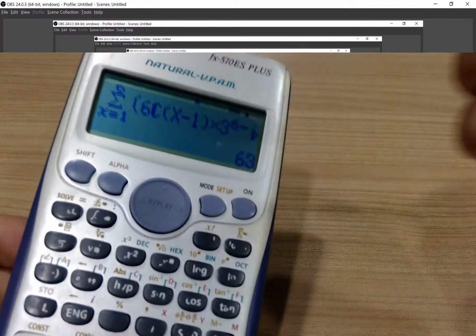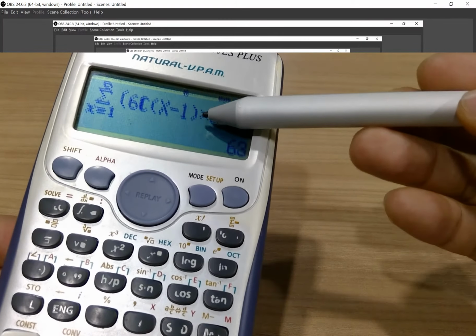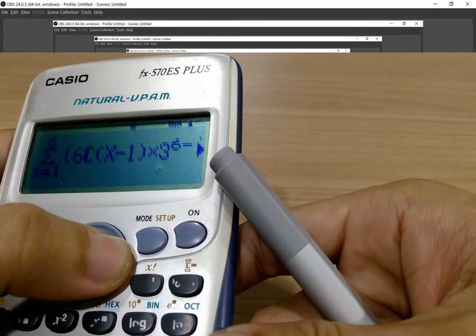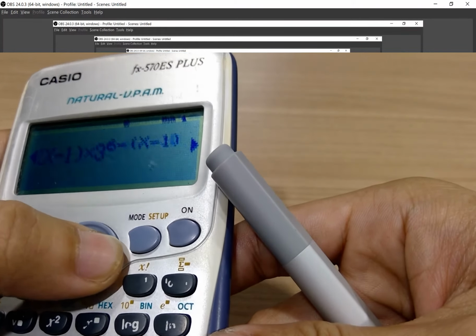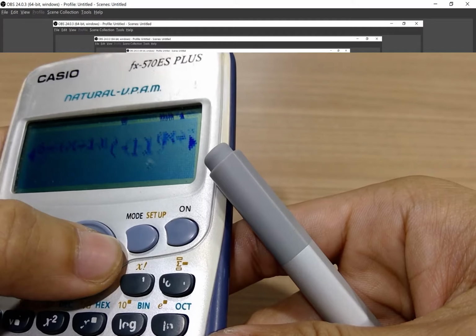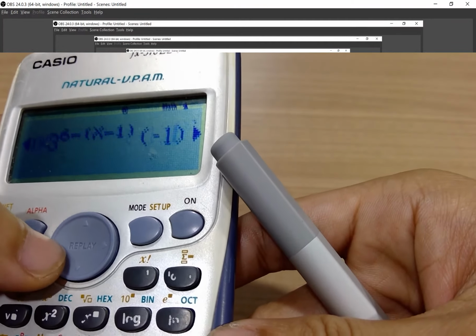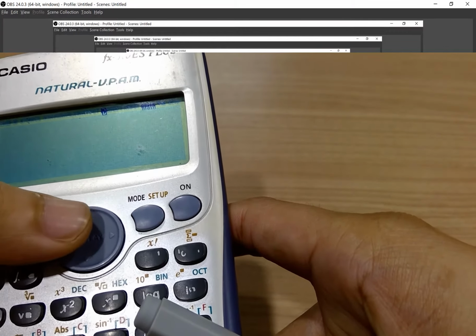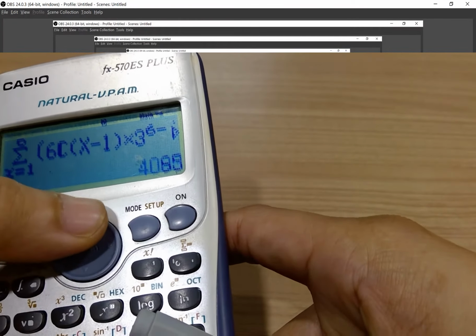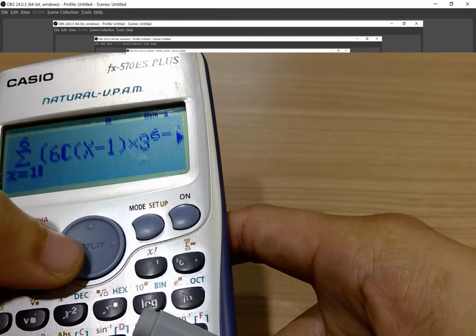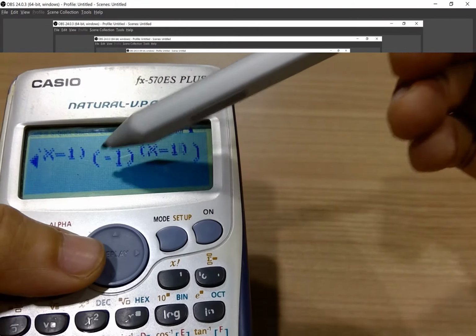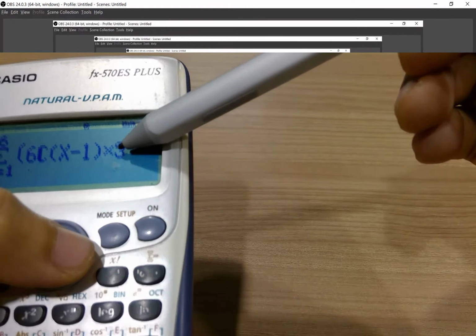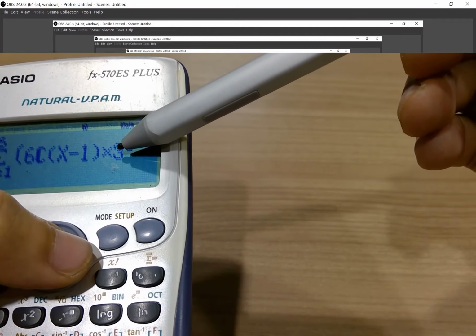Take note here, you have 6Cx minus 1 times, don't forget the times, otherwise there will be a syntax error. Then 3 to the power of 6 minus (x minus 1), then negative 1 to the x minus 1. If you forget the negative 1 here, we will have trouble, and this will no longer be 63. So you should write the negative 1, otherwise you will get it wrong. This is very important, as well as the 3. These are the coefficients of your x.